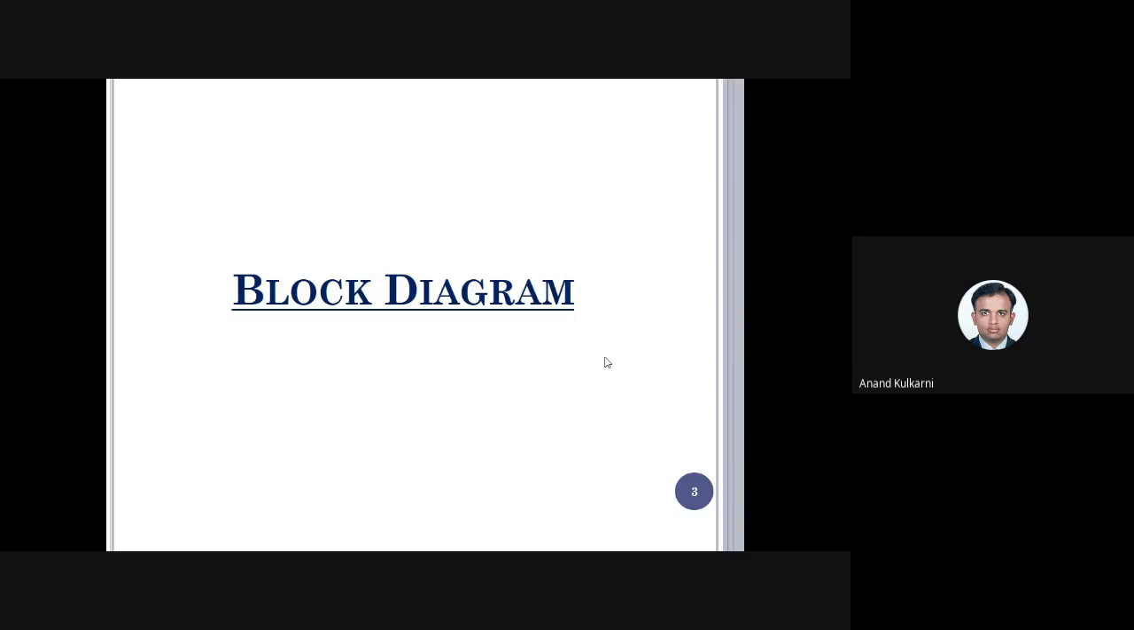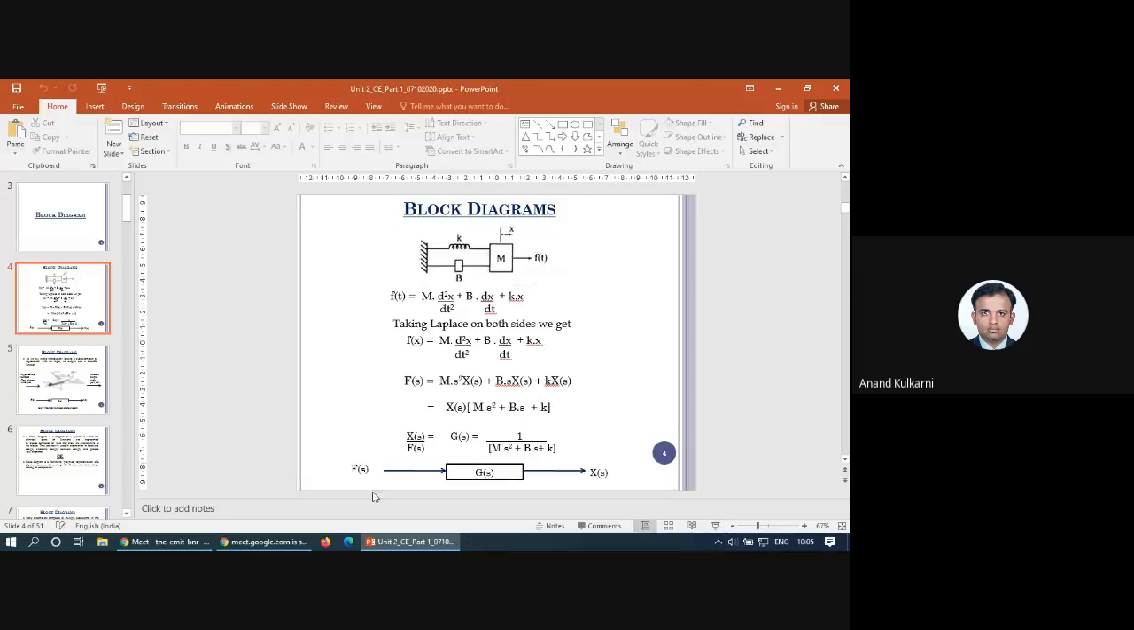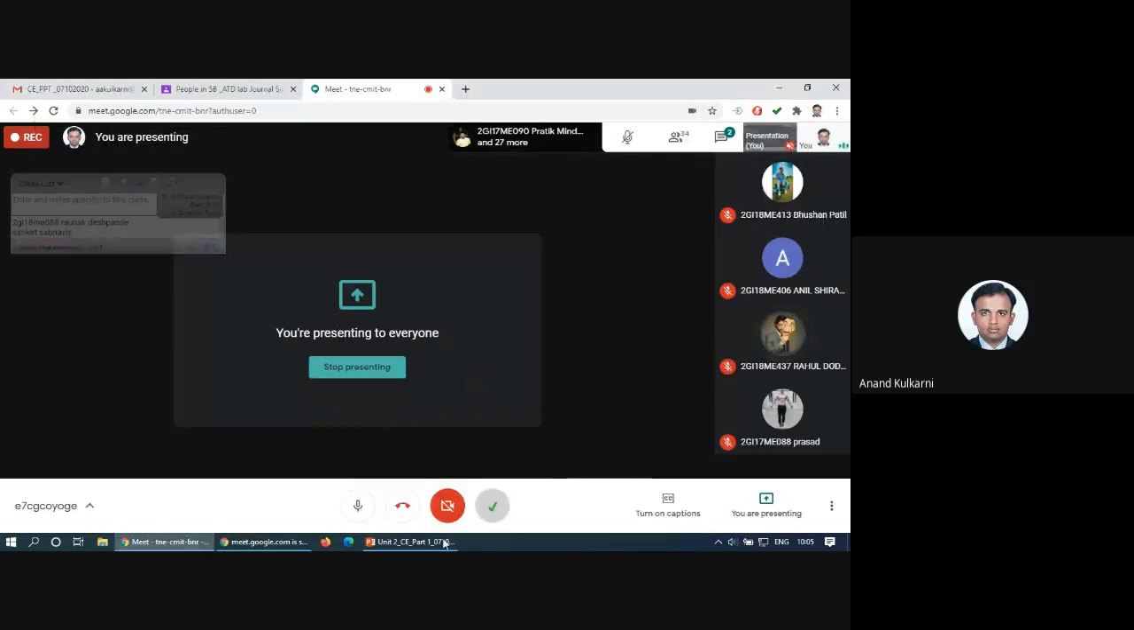Now, what exactly is block diagram and what are we going to study, that we'll just observe here. I hope the screen is visible to everybody. Presentation is visible. Presentation is visible to everybody. Yes, sir. Okay.